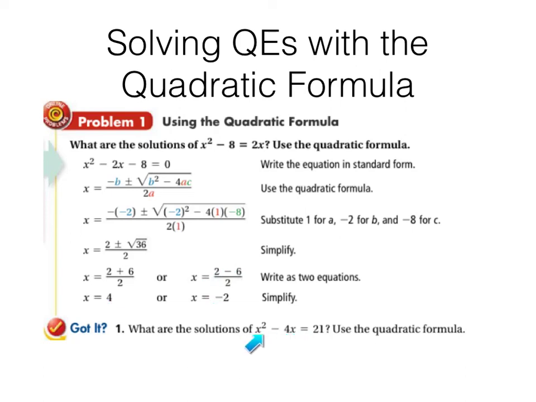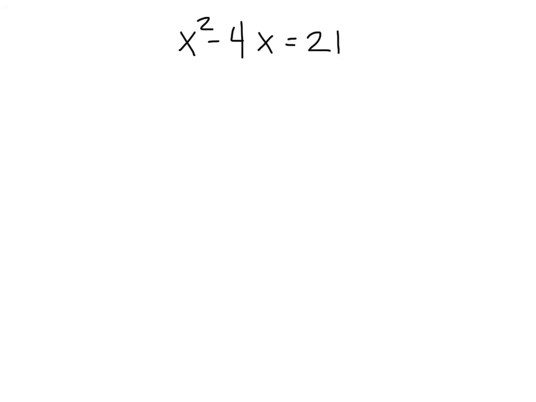Copy down this next one here, and then I want you to go ahead and do the math for that one. I'm going to create another slide and do it out on the next slide. Okay, x squared minus 4x equals 21. Try it.